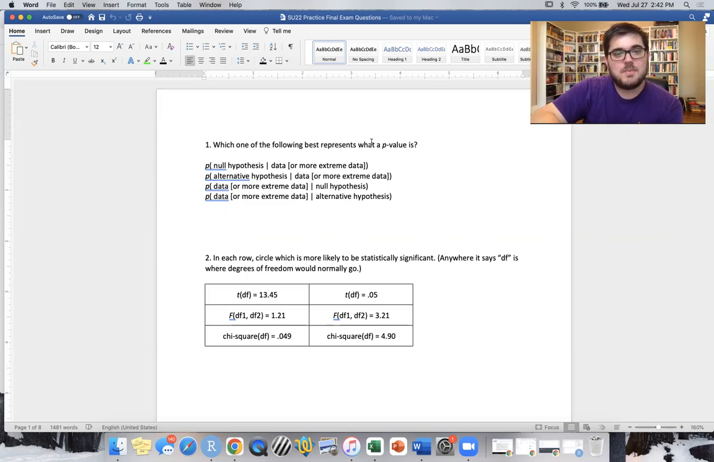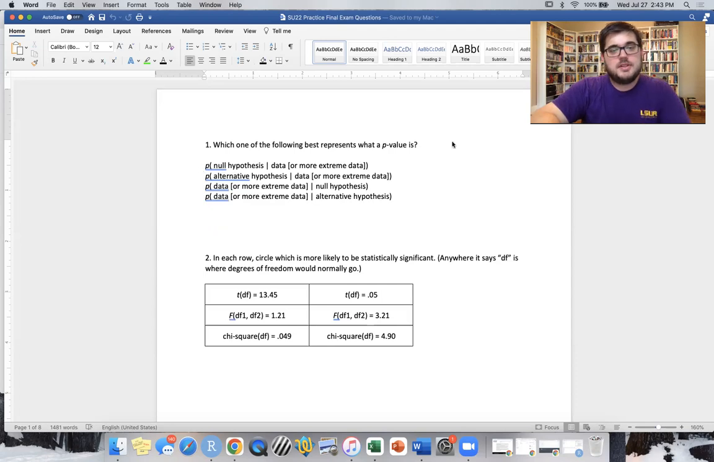But enough preliminaries. Let's go into the first question. Which one of the following best represents what a p-value is? I should really require people to tattoo the definition of a p-value to their arm and recite it every day or something, because this is like the main thing. You have p means probability and the parentheses means what it's the probability of. This notation should seem kind of familiar if you've been reading the chapters and watching the PowerPoints.